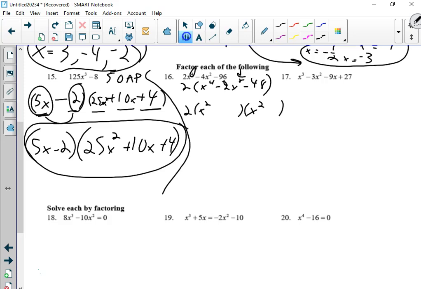That 2 tells me what the degree of the 2 terms should be. Now I need 2 numbers that multiply to give me 48 that differ by 2. Well, that's 8 times 6. I want more negatives than positives.